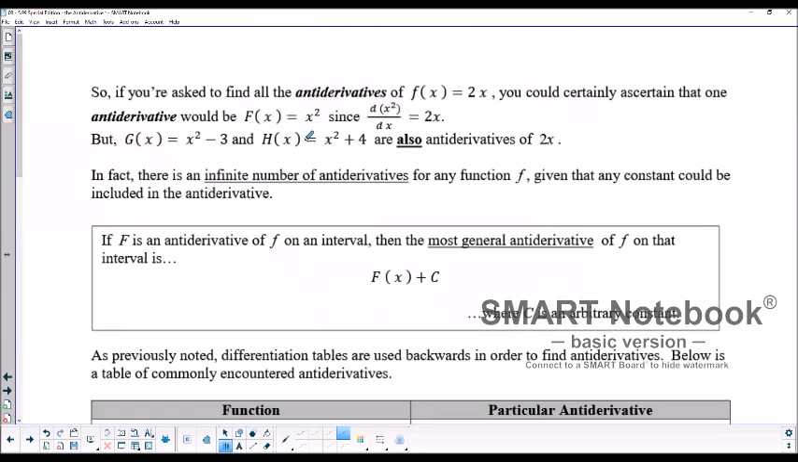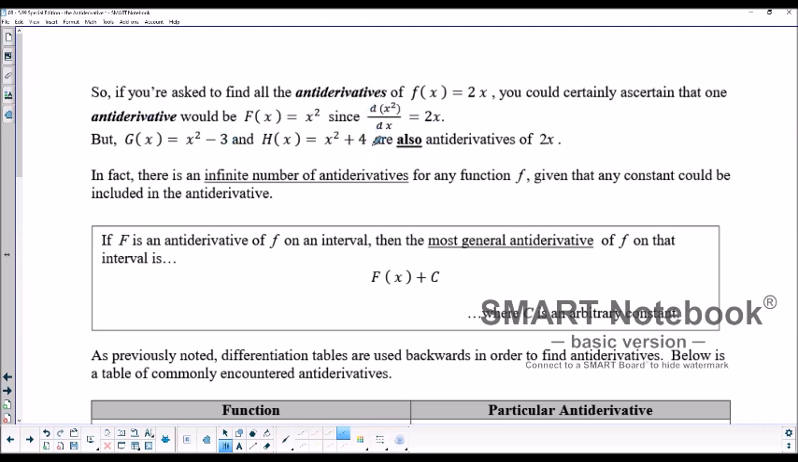Now, if we take a look at this here, like in the last page, that table, we didn't look at anything where there were constants involved. So if our given function f of x is 2x, then the antiderivative would be x squared, because of course the derivative of x squared is 2x. But if you differentiated x squared minus 3 or x squared plus 4, the derivative is also 2x, because the derivatives of those constants just become 0.